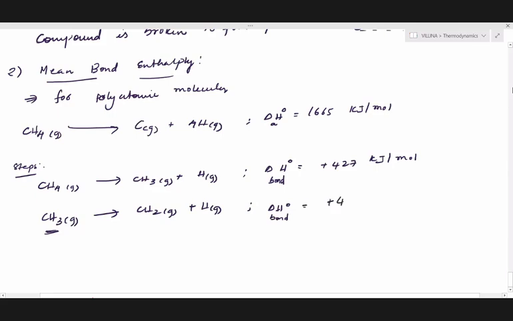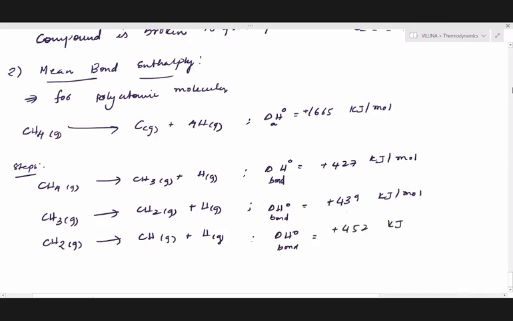So the bond enthalpy associated with breaking the second hydrogen will also be different, around 439 kilojoule per mole. You see the difference, right? Since the stability is less, a greater amount of energy is needed. This is the second step. In the third step, again there is a different reactant, CH2 converting to CH. One more hydrogen bond is broken down. So here again delta H bond will have a different value, around 452 kilojoule per mole.